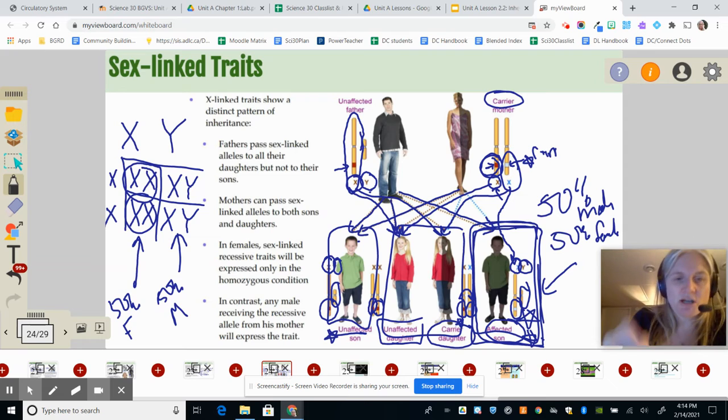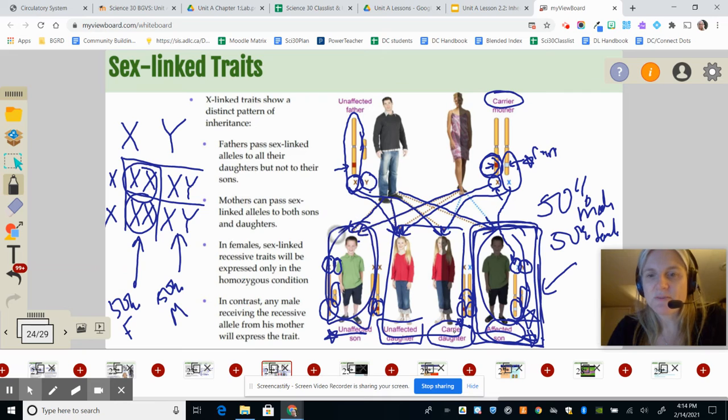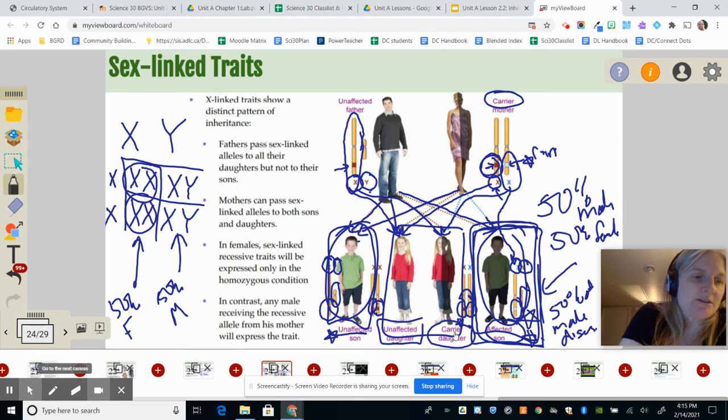So when you have a child, there's a 50-50 chance whether it's male or female. And in this case, if you're just talking about the male offspring, 50% of the males would have the disease, and 50% would be fine, if we're just talking about the males. All right, so moving on.